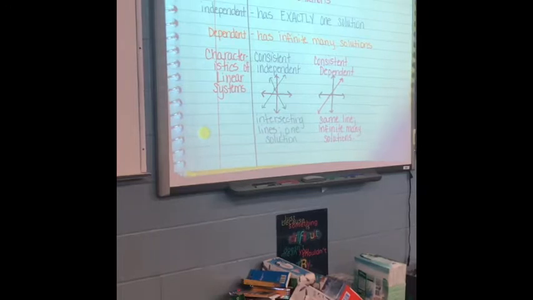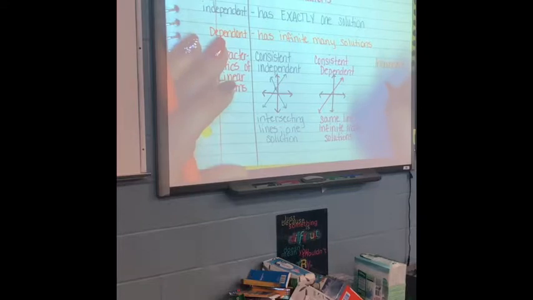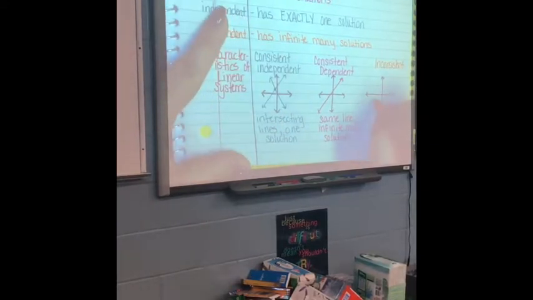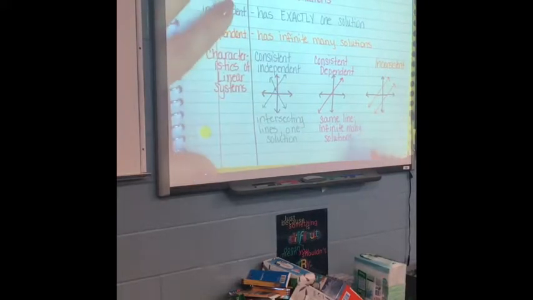And then lastly, the inconsistent, which Arlie Beth told us was going to be what? Parallel. And they will have no solutions because they never intersect.